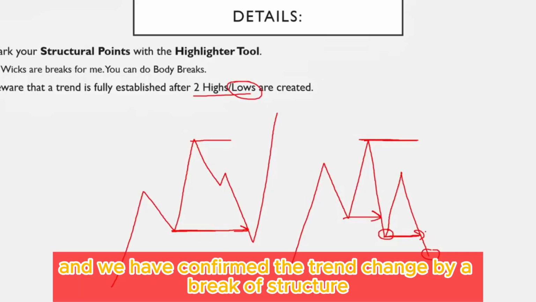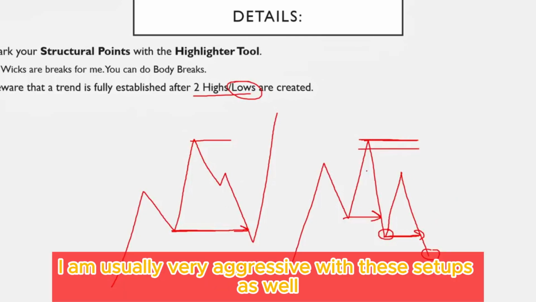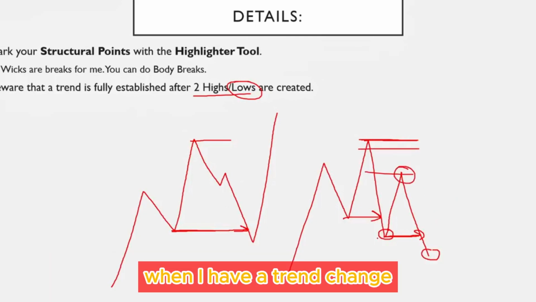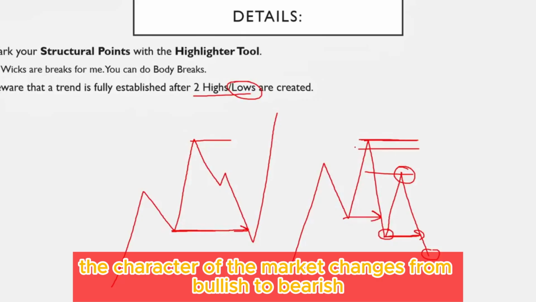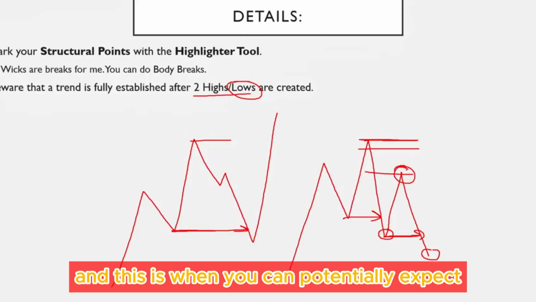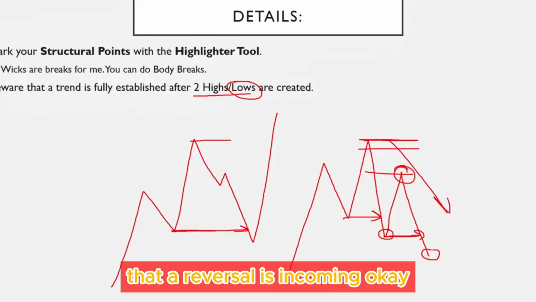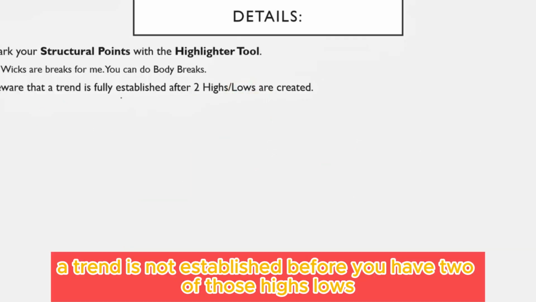And right now you can say, okay, we've made the trend change and we have confirmed the trend change by a break of structure. But I'm going to tell you, I am usually very aggressive with these setups as well. When I have a trend change, this is what people call CHOCH, change of character. This is when the character of the market changes from bullish to bearish, and this is when you can potentially expect that a reversal is incoming. Okay. But again, a trend is not established before you have two of those highs and lows.